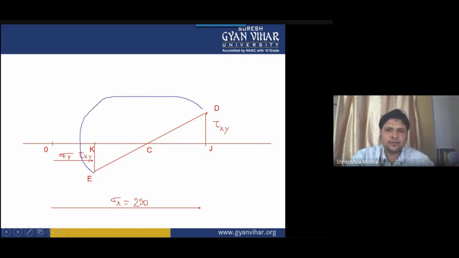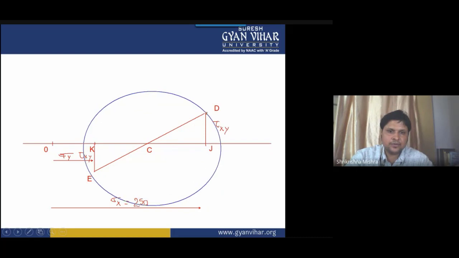In this way, passing through D and E and center C. The circle is not appropriately drawn here. In this way, you will draw the circle. After drawing the circle, the angle equal to 2 theta means if 20 degree is the angle, then 40 degree angle you will take.